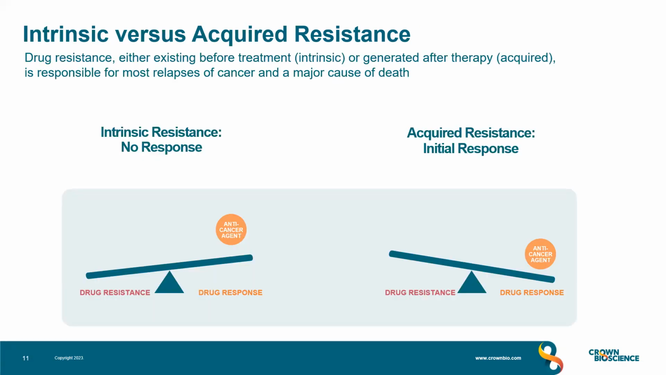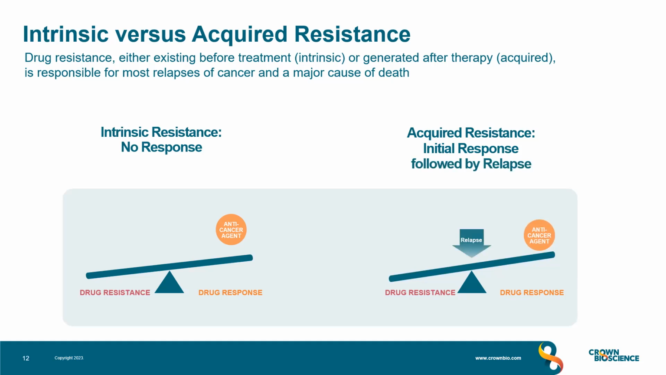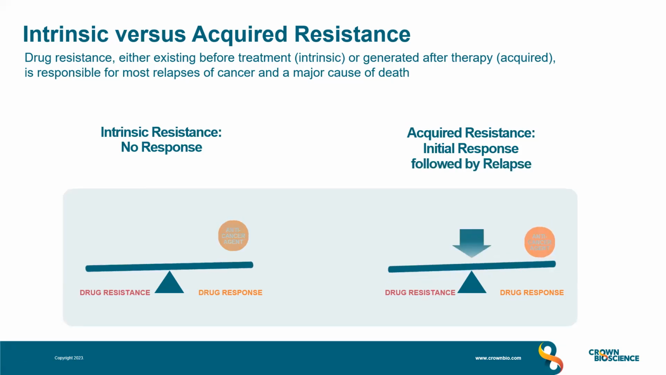And then in terms of intrinsic versus acquired resistance, it's either existing before treatment, so that's the intrinsic resistance, or generated after therapy, which is the acquired. It's responsible for most relapses of cancer and obviously leads to the death of patients. For intrinsic resistance, there may be some responses initially, or none at all, which is shown on the left-hand side. Whereas for acquired, there is an initial response, which is shown on the right, and eventually this is lost and there is tumor relapse.